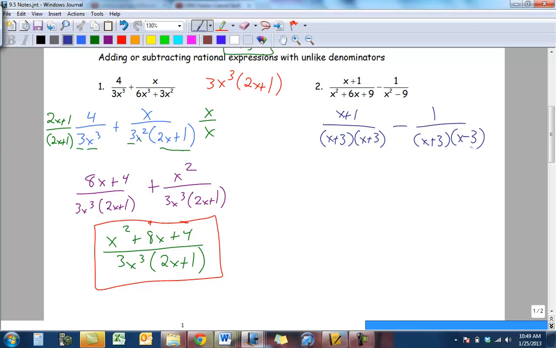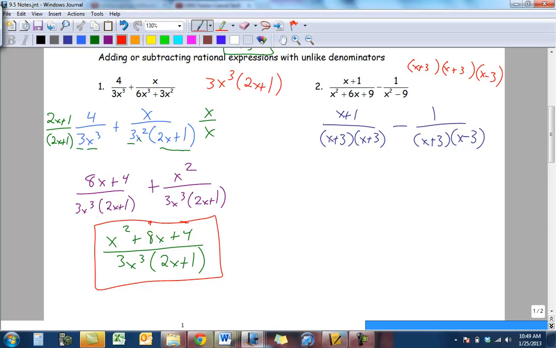All right, now what's going to be our common denominator? In this case, we have 2 x plus 3's. This one only has one x plus 3, but it also has an x minus 3. So what do you suppose our common denominator is going to be? Our common denominator is going to be three things here. It's going to be 2 x plus 3's, because this one has 2, so this one needs 2. x plus 3 and x plus 3. And then the other element is x minus 3. That's going to be our common denominator.